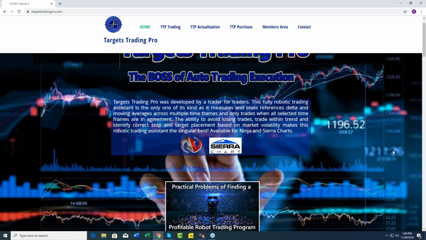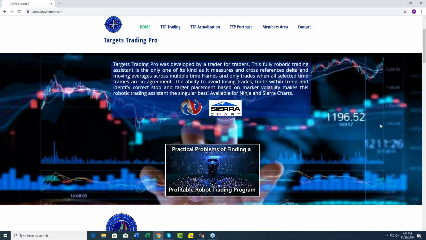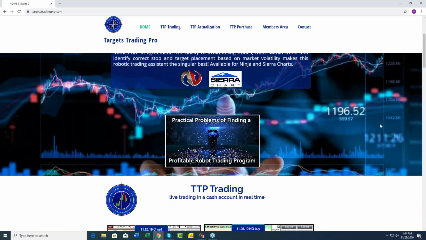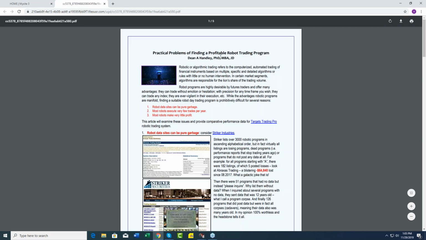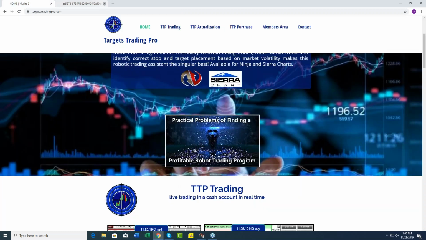It is also built for Sierra Charts, NinjaTrader 8 and Sierra Charts. I will have it built for the MT5 platform and TradeStation over the next couple of months. But there's a really interesting article that I would suggest that you guys read on robotic trading programs. Take a look at that.